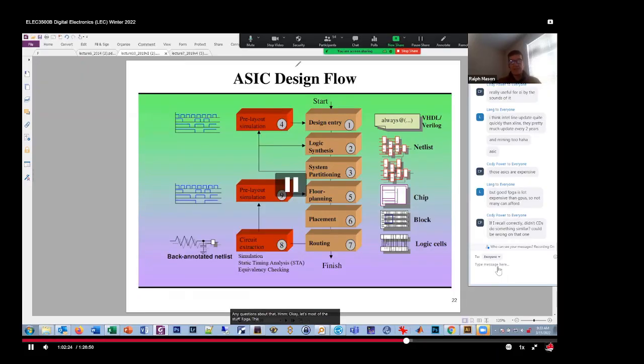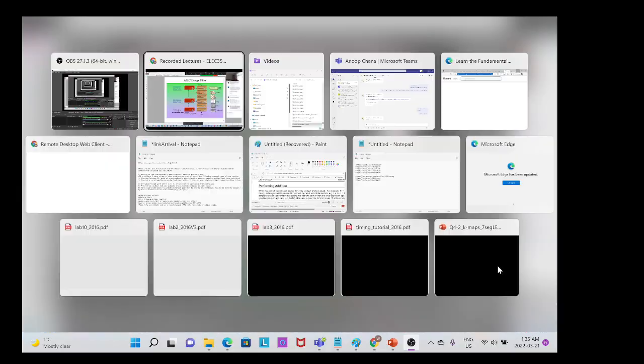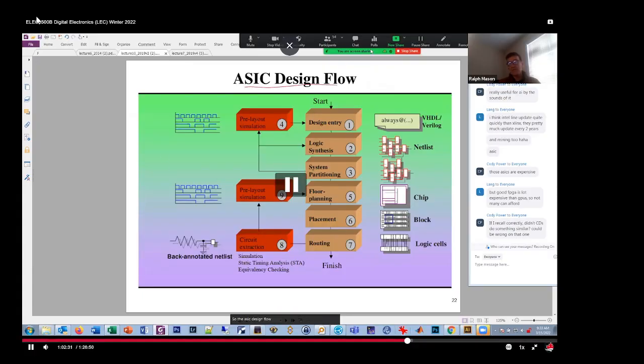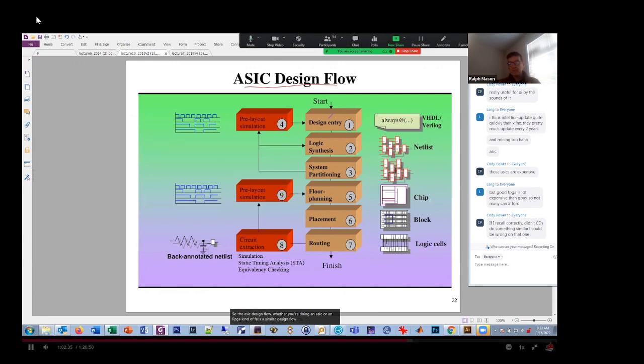The rest of the stuff is a little bit high level, but it's interesting stuff to learn about. So the ASIC design flow, whether you're doing an ASIC or an FPGA, follows a similar design flow. You have some design entry, that's basically you entering your Verilog code. You synthesize it.